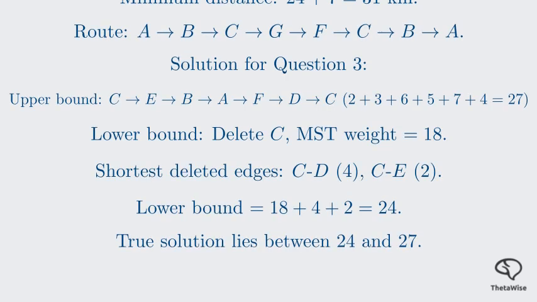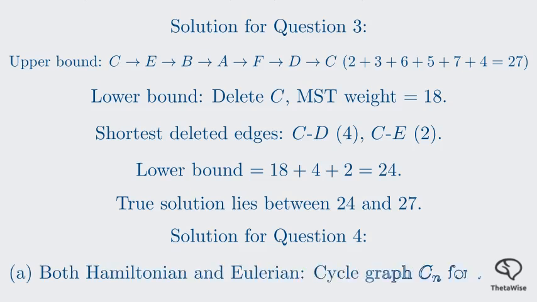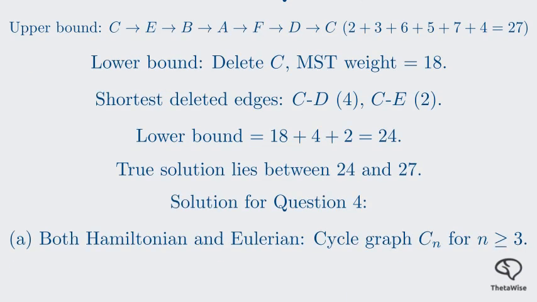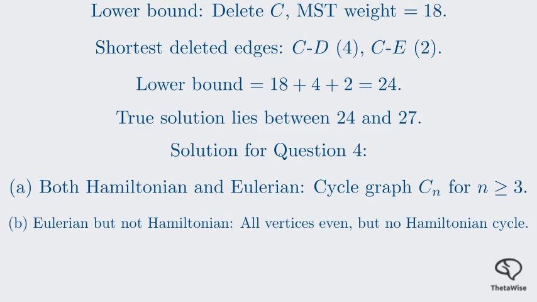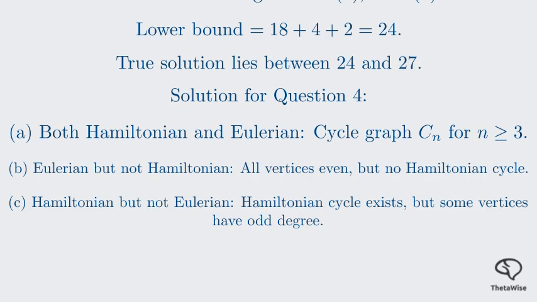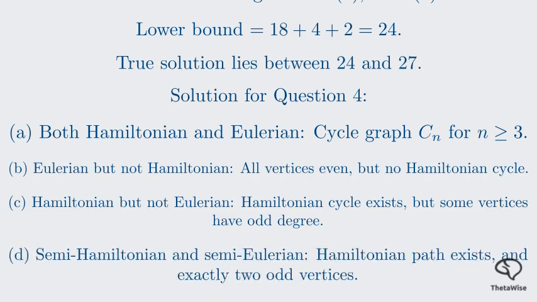Solution for question 4. For Part A, both Hamiltonian and Eulerian, a cycle graph C_n for n at least 3. For Part B, Eulerian but not Hamiltonian. All vertices are even, but there is no Hamiltonian cycle. For Part C, Hamiltonian but not Eulerian. A Hamiltonian cycle exists, but some vertices have odd degree. For Part D, semi-Hamiltonian and semi-Eulerian. A Hamiltonian path exists, and exactly two odd vertices.